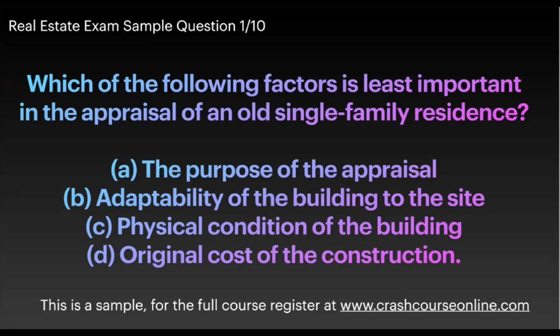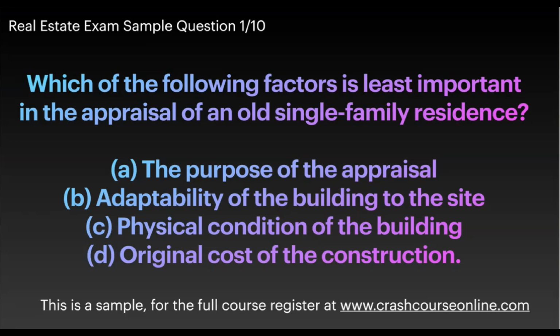B says the adaptability of the building to the site. Sure, that's important. We're going to want to know that if it's a house, that it's zoned in an area for residential. That's important. C says the physical condition of the building. Of course, the condition of the property is going to be relevant to determining value. So A is important, B is important, C is important.